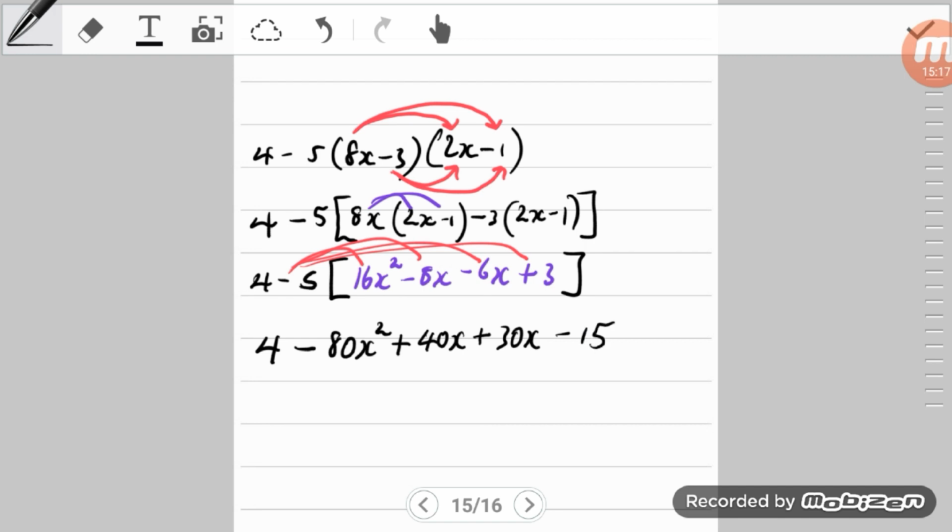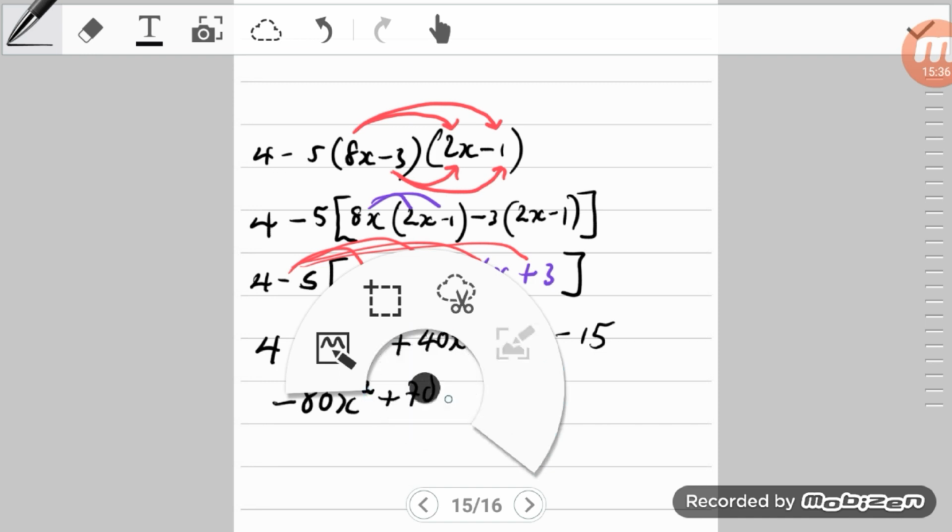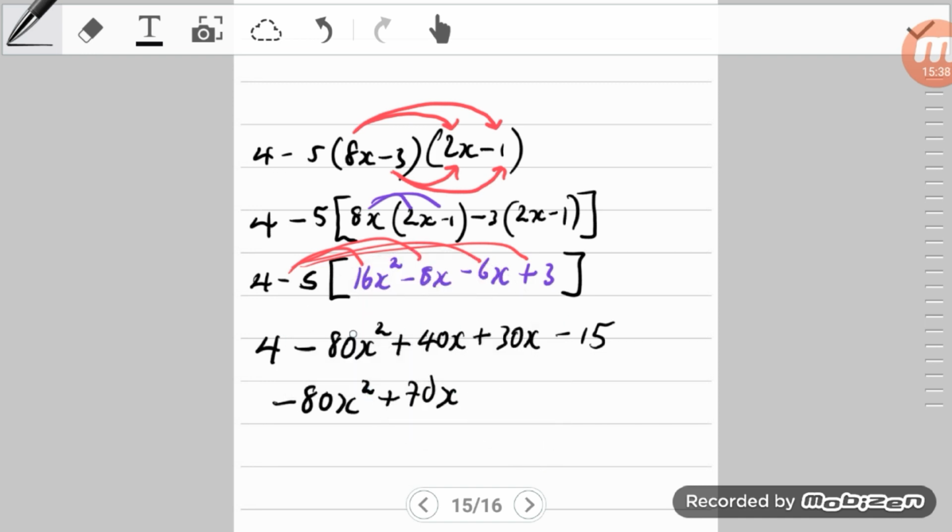Alright, so now we are good to go. All we have to do now is to look for the terms that are alike. We'll realize that there's nothing to group with the negative 80x squared. You can realize that 40x and 30x are like terms. So adding those, you should end up with 70x. And 4 take away 15 is equal to negative 11. And that there simplifies our expansion.